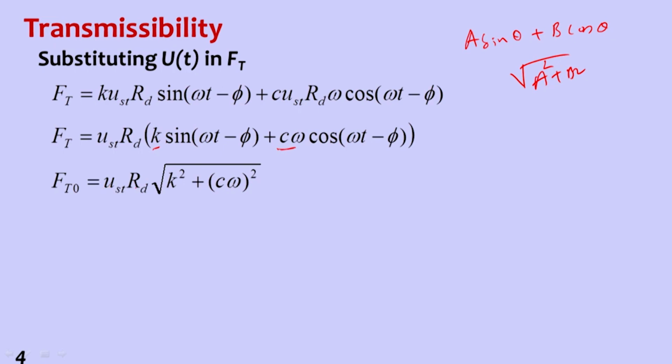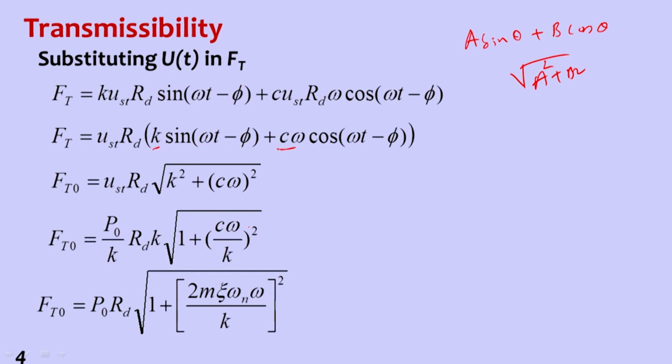So UST multiplied by RD under root K square plus C omega square. And here you look at it, this is an amplitude, this is a variation with time, a time function, and this is only amplitude. So we are taking out the amplitude from it, and then UST is nothing but P naught by K, RD value remains, and if we take K out it is 1 minus C omega by K whole square.